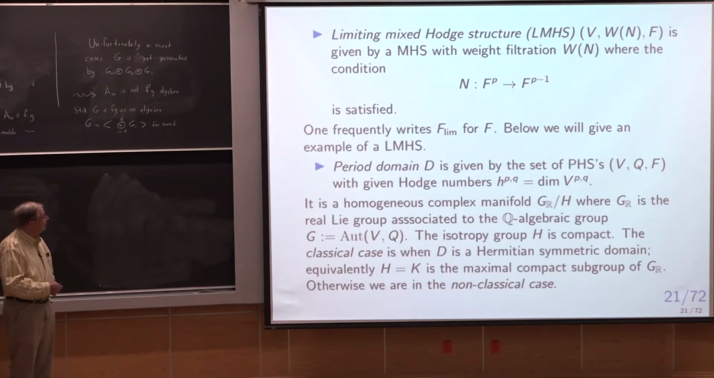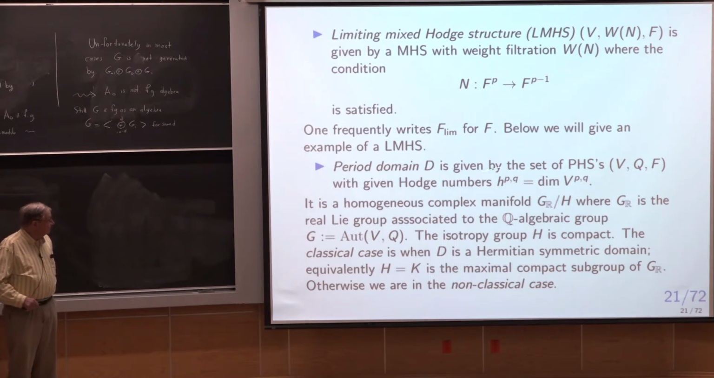So a limiting mixed Hodge structure is a mixed Hodge structure with such a weight filtration and where the N drops the Hodge filtration index by 1. So it satisfies this additional condition.